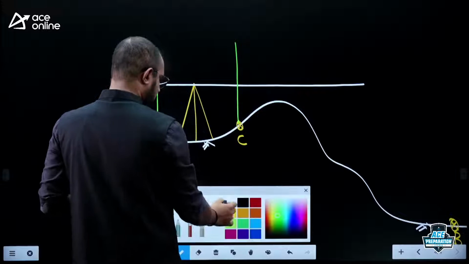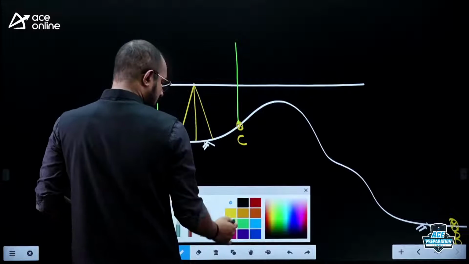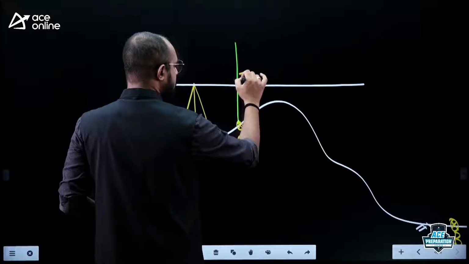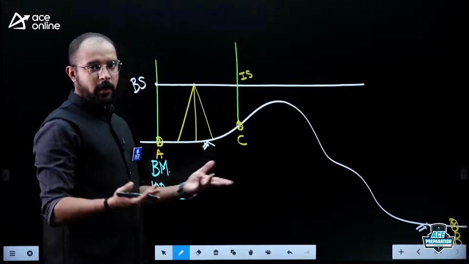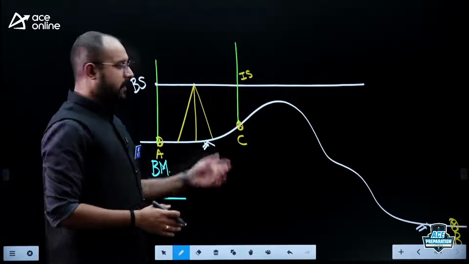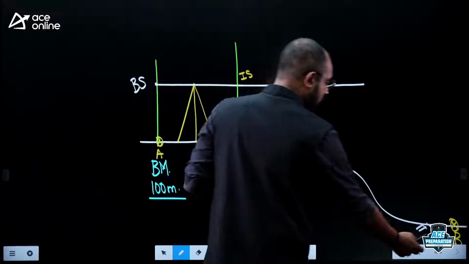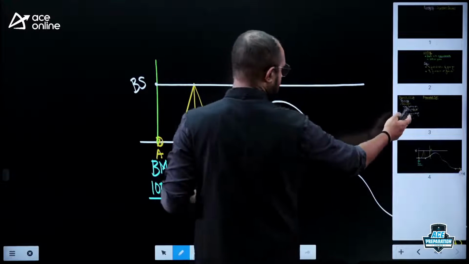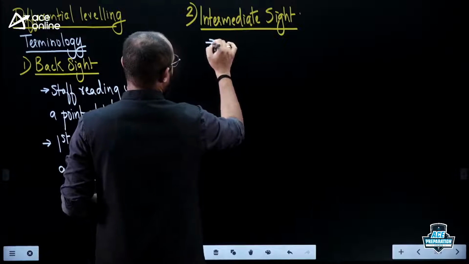Now against this particular point, will I get a staff reading? Definitely I'll get a staff reading. What should I call it? Intermediate sight. Why will I call it an intermediate sight? Because it is a staff reading upon a point of unknown elevation. That's why we call it an intermediate sight. Let us go back to that terminology and write down what this intermediate sight is.